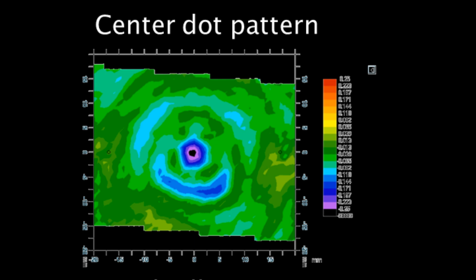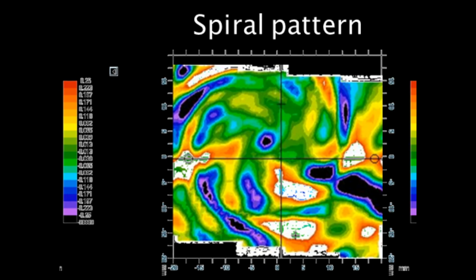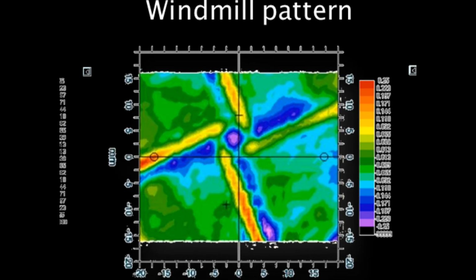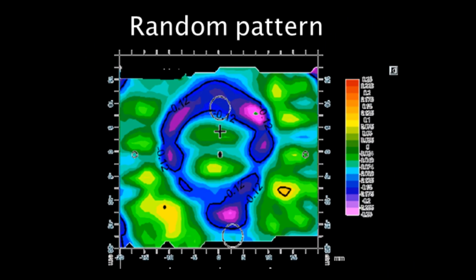Another common pattern is the ring pattern that you can see here. There might be more than one ring, as in the picture you can see, and we'll see later what can be the cause of such a pattern. The spiral pattern is impressive, but less common based on our knowledge. Same for the windmill pattern, which shows a rotational symmetry of order 4. The random pattern shows a randomly distributed error pattern.